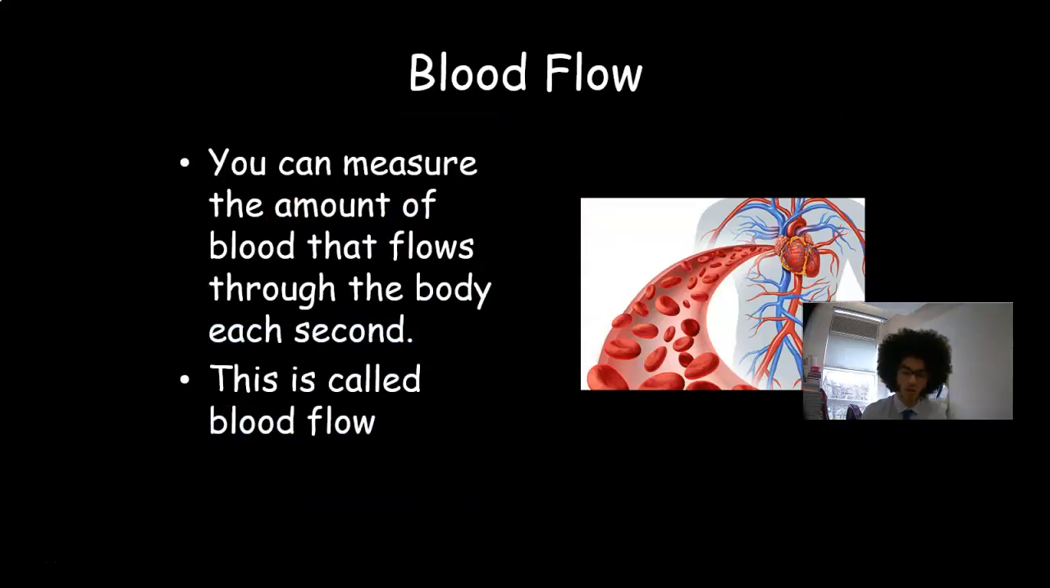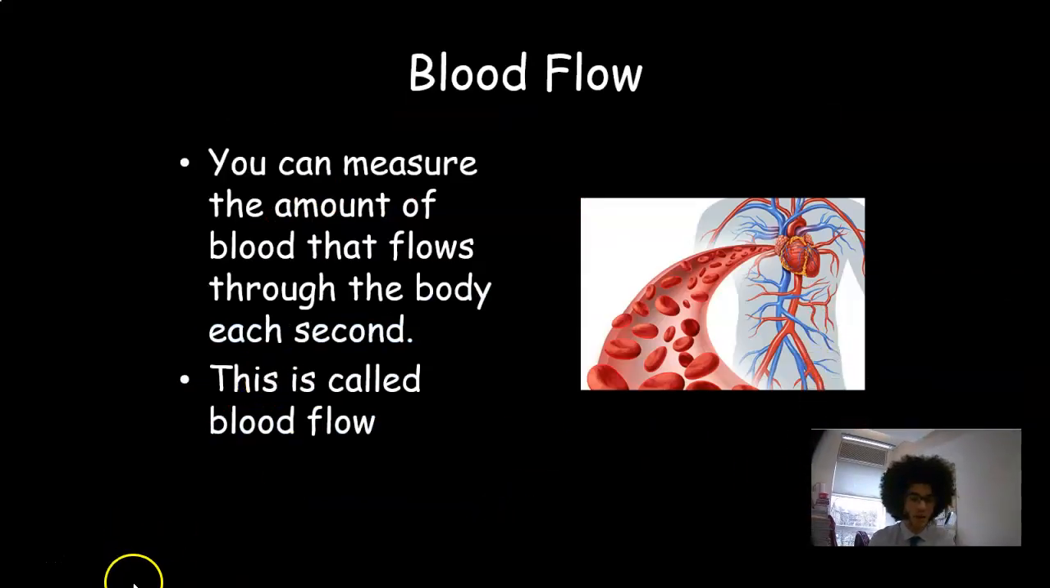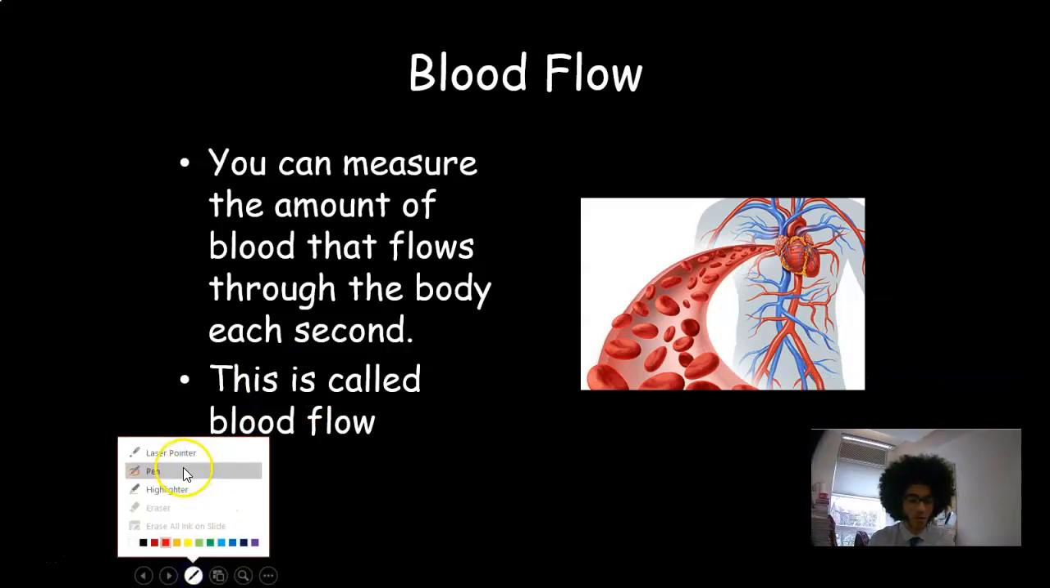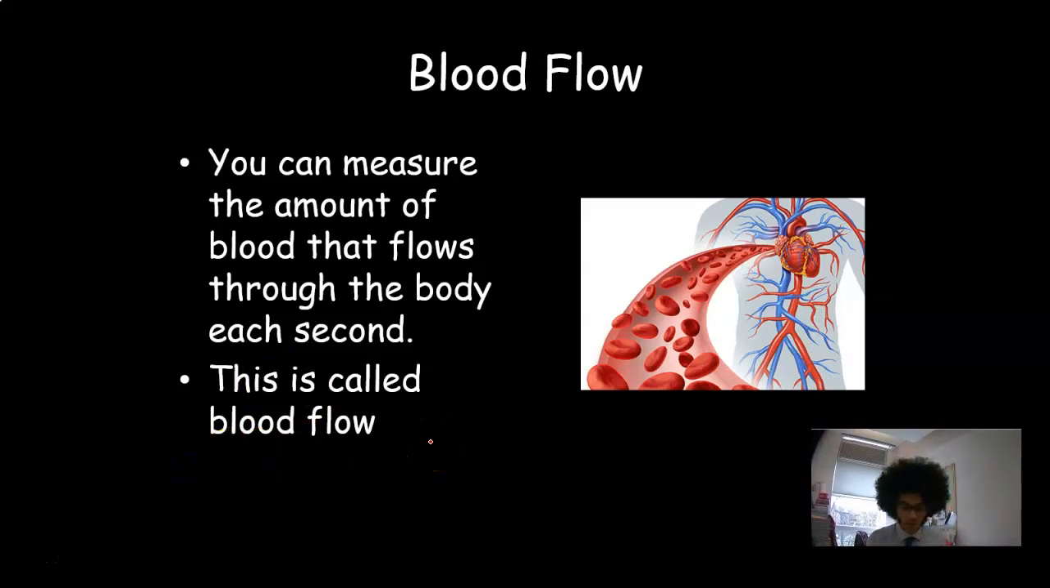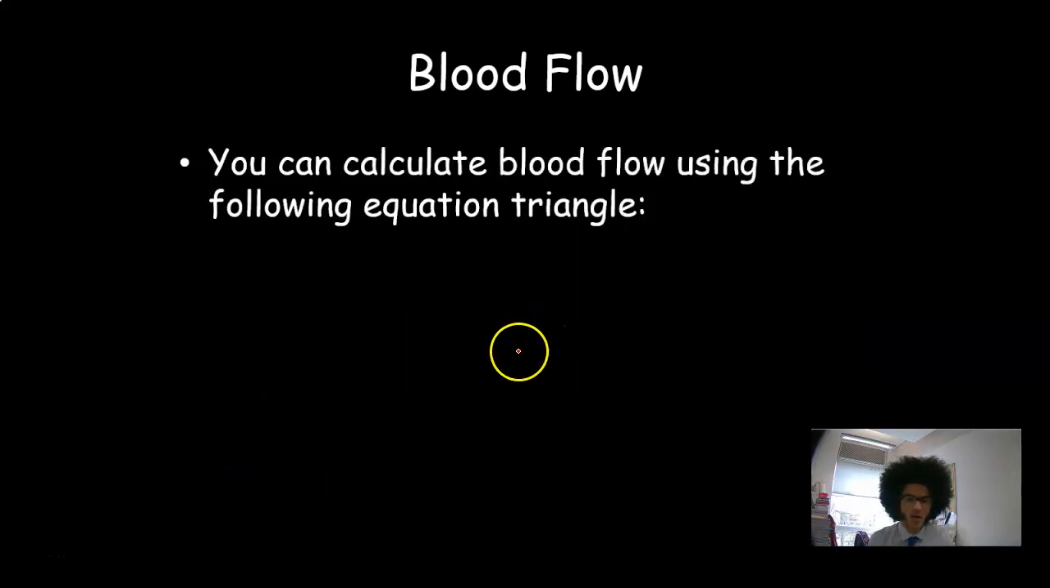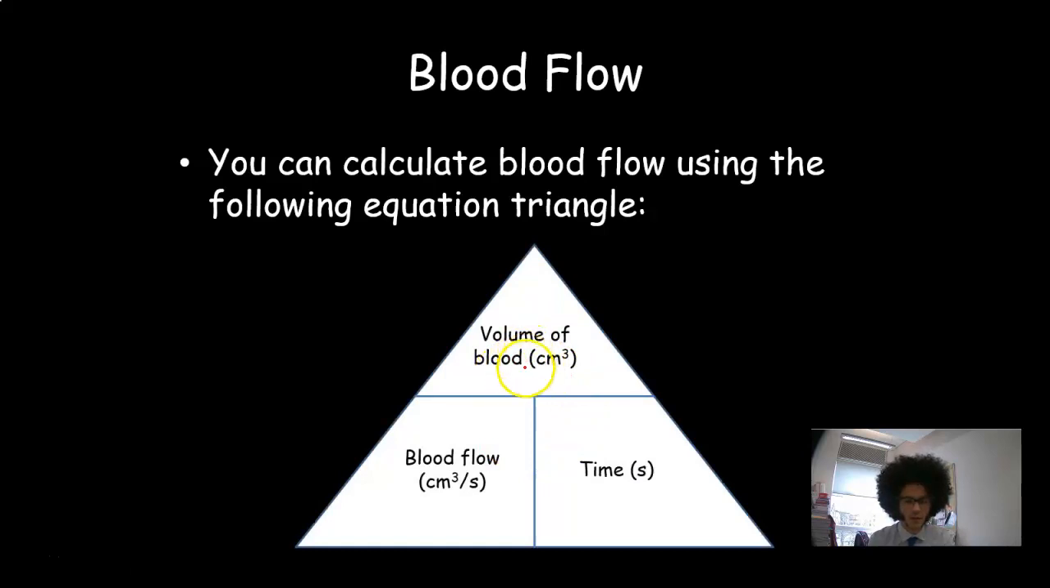Okay, now what you can do is you can measure the amount of blood that flows through your body or through a particular organ every second, and that's called blood flow. And this is a niche thing that is worth learning and getting good at for assessments and so forth. So you can calculate blood flow using the following equation triangle, and it is volume of blood at the top, blood flow here, and time there.